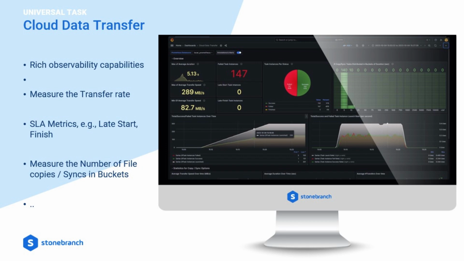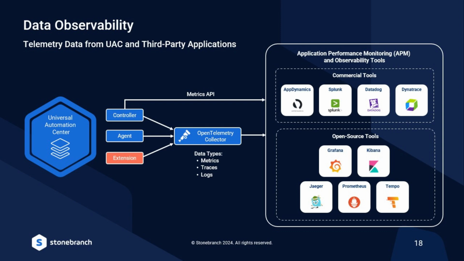But generally, when we speak about observability, it means the controller, the agent, and these universal extensions, like the cloud data transfer task, they generate metrics data and trace data, and this is collected via the OpenTelemetry collector, which is a standard in the market. So I think everybody who has an APM department uses OpenTelemetry. That's like the standard. And we collect these data via OpenTelemetry, and then you can visualize them in your tools.